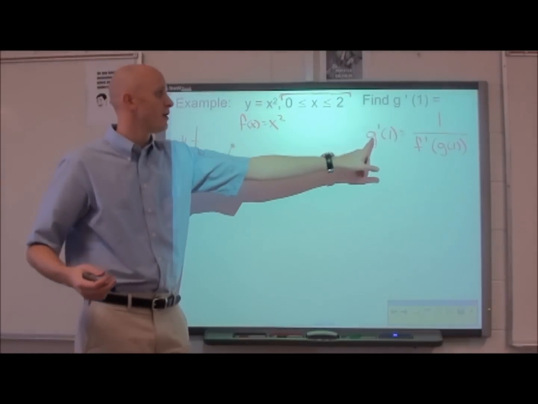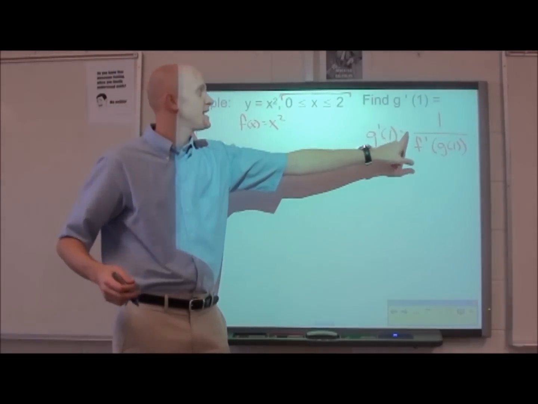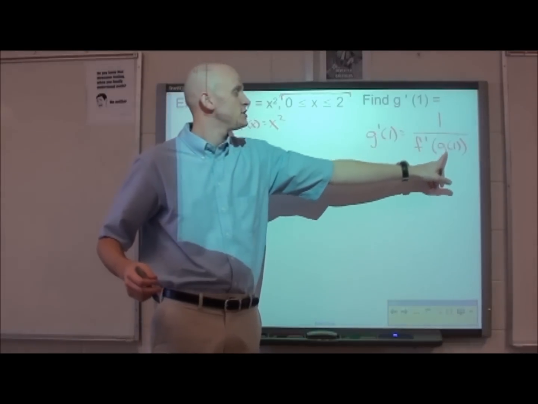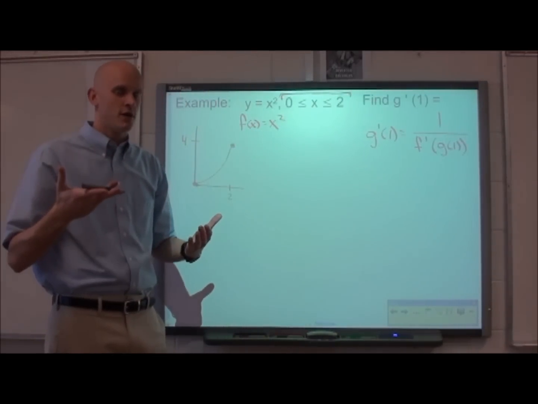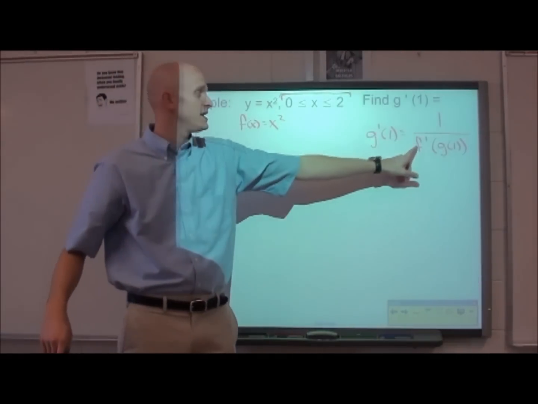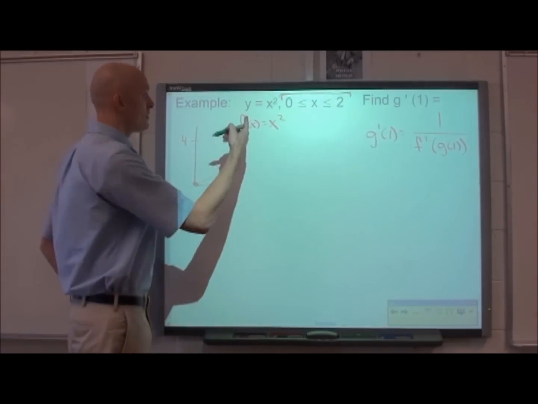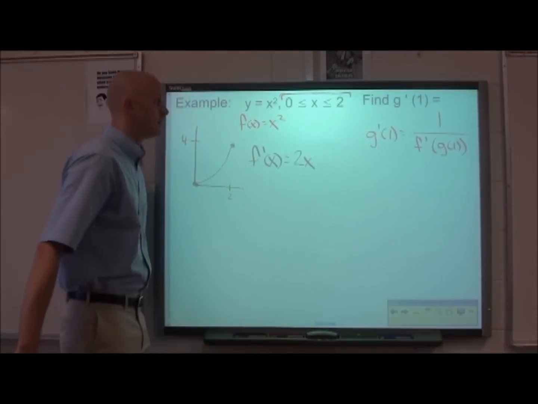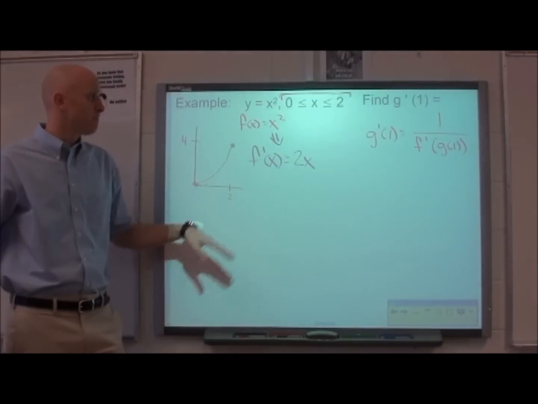And I have the formula over here on the board. The derivative of the inverse at 1 is given by 1 over f prime of g of 1. Remember, g is the inverse of f. So let's go ahead and try to find some of these things. First thing, we're going to need the derivative of f in order to simplify this equation. So I'm going to find that. f prime of x is equal to 2x. That should be very simple based on the math that we've been doing up to this point.